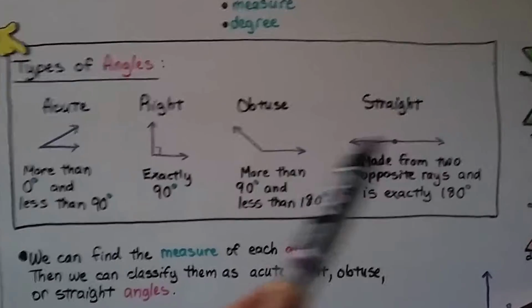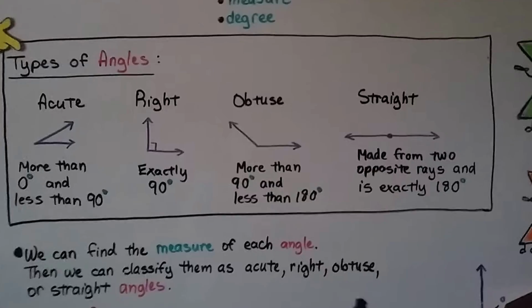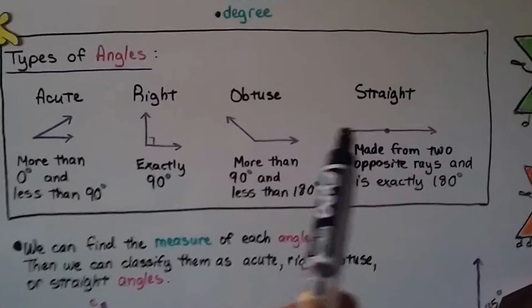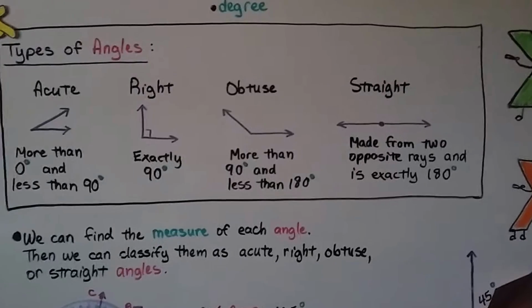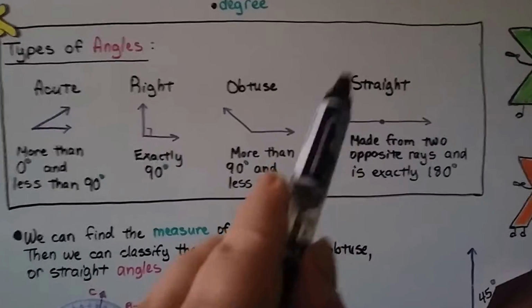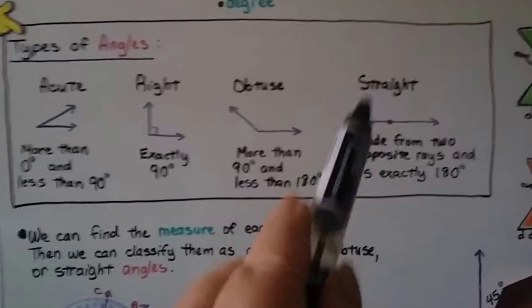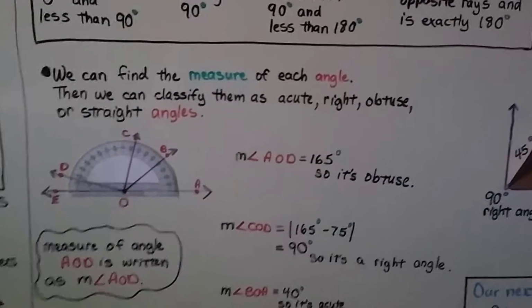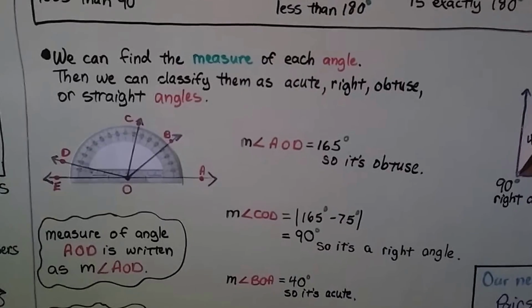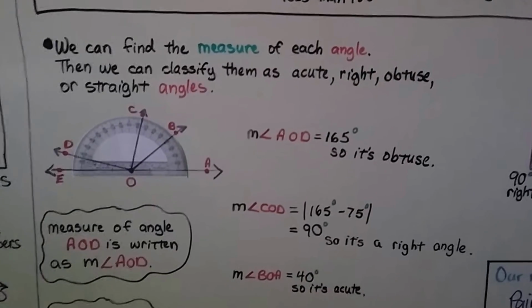And a straight angle is like a straight line. It's made from two opposite rays, so we've got one heading to the left, one heading to the right. Here's the point. And it's exactly 180 degrees. It's so open that it made a straight line, and it's 180 degrees. And we can find the measure of each angle. Then we can classify them as acute, right, obtuse, or straight angles.